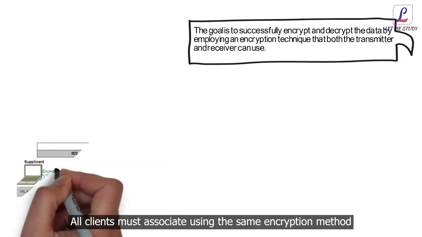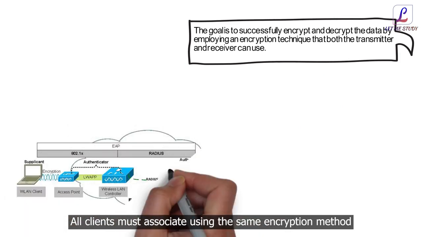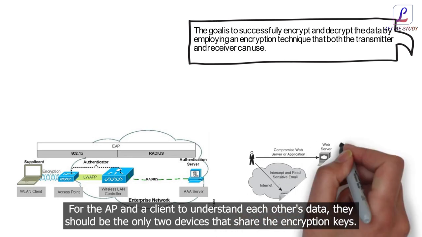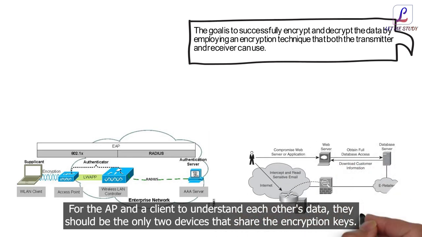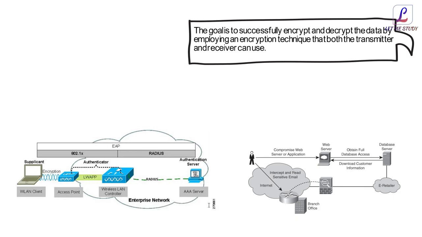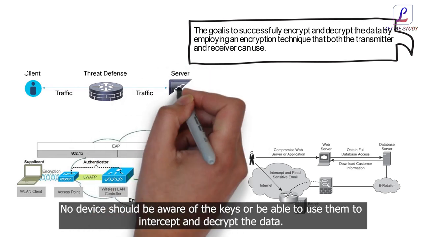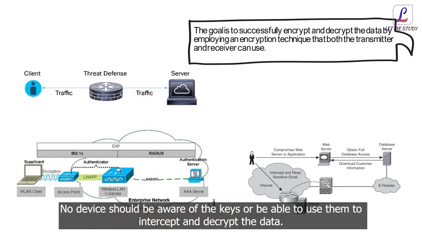All clients must associate using the same encryption method because each WLAN in wireless networks may only support one authentication and encryption scheme. For the AP and a client to understand each other's data, they should be the only two devices that share the encryption keys. No other device should be aware of the keys or be able to use them to encrypt and decrypt the data.